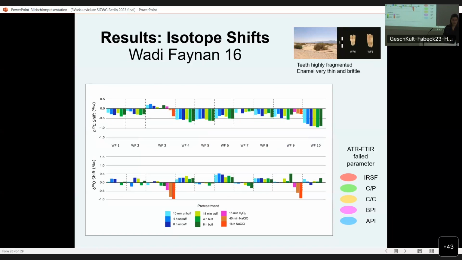Then Wadi Faynan, which is the site that passed all of the FTIR parameters, and there are still some considerable changes happening, which maybe we didn't expect. And on the bottom especially, you can see that the bleach one really changed the oxygen values quite a lot. And for the oxygen as well, the values go both up and down, which is extremely concerning.